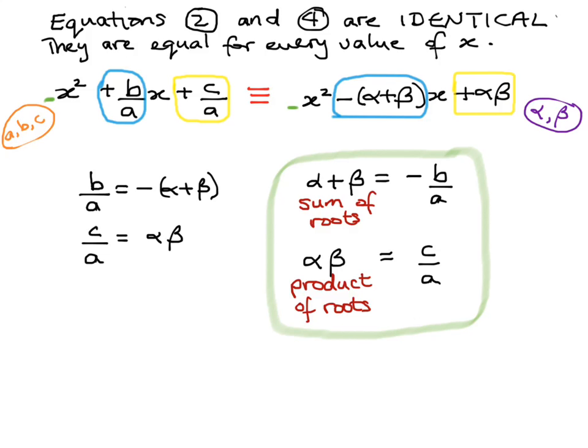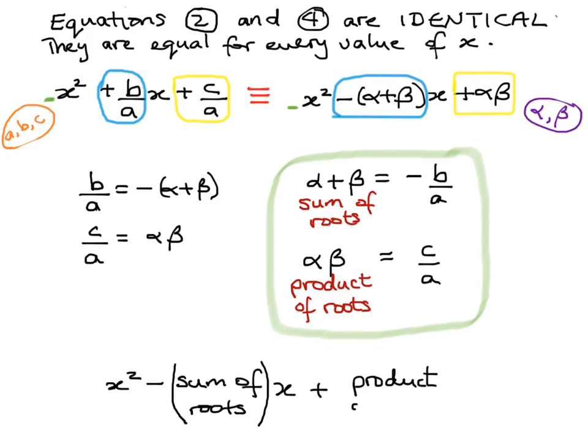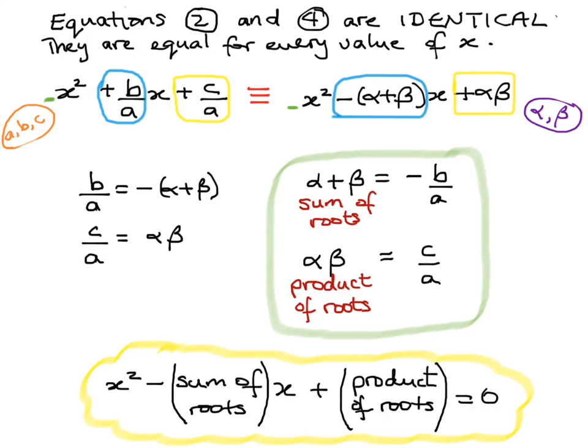It means as well that I can rewrite any quadratic equation that was originally of the form x² + (b/a)x + c/a in this form: x² - (sum of the roots)x + (product of the roots) = 0. And we're going to use this information and see how we can use it.